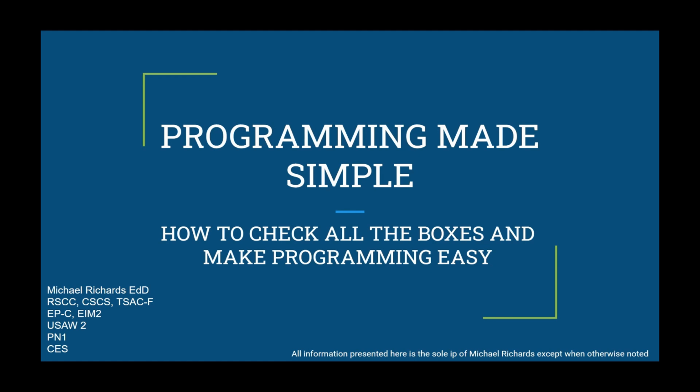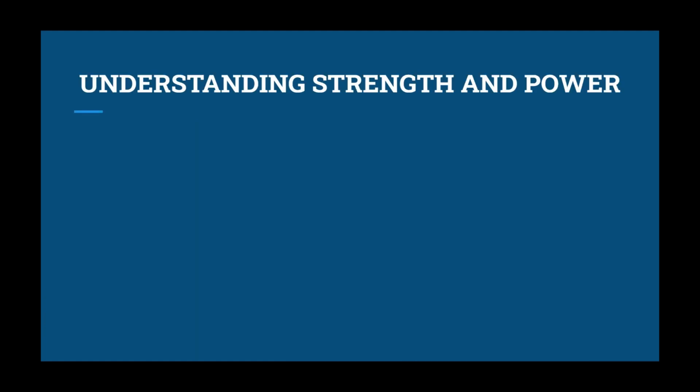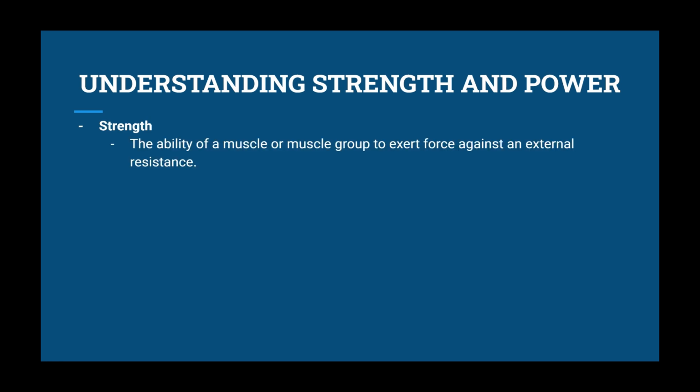Make programming easy. So, before you start programming, you need to understand the difference between strength and power and why they are important. So, strength, simply put, is the ability of a muscle or muscle group to exert force against an external resistance. There are three types of strength we typically focus on.